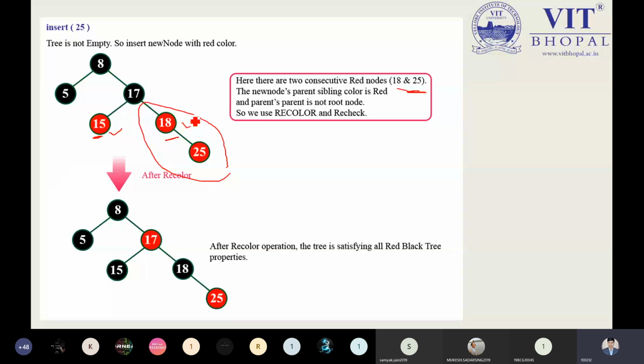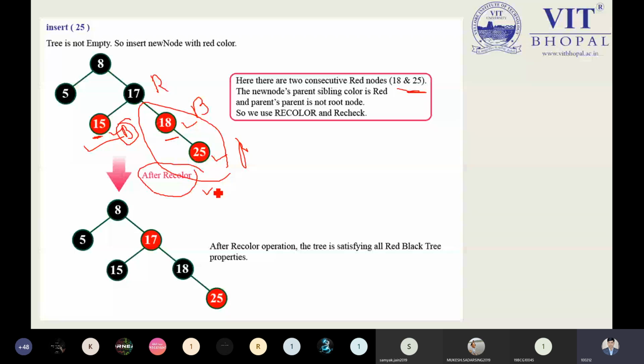So suppose I'm making this black, okay. So 25 is red, no problem. I'm making this black, but what happened? This is again black. Black, black, and black, so that could not be possible. So I need to make this red, and then 15 could be black at that time. So 17, I need to change 17 into red, but before this 18 must be black. So you can perform the recolor operation.